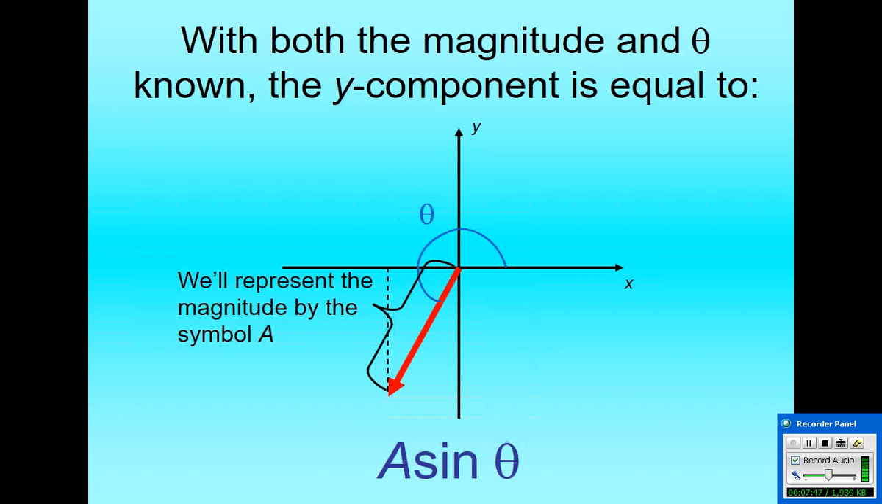If you want the y component, if your angle is measured with respect to the positive x-axis, your y component is always going to be via sine. And the y component would be A times the sine of theta. Always sine for the y component if your angle is measured with respect to the positive x-axis.